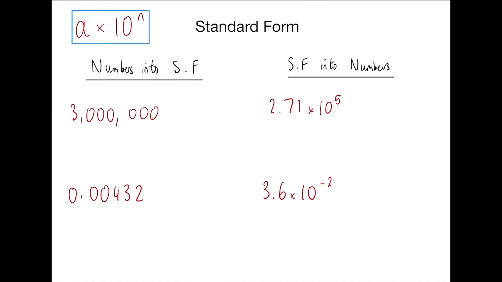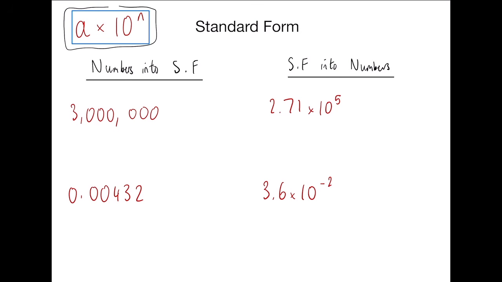Next we have standard form. Up in the top left I have written the general form of standard form. The A value here at the front needs to be 1 digit. The A value at the front must be between 1 and 9.9. The N basically indicates how big the number is.